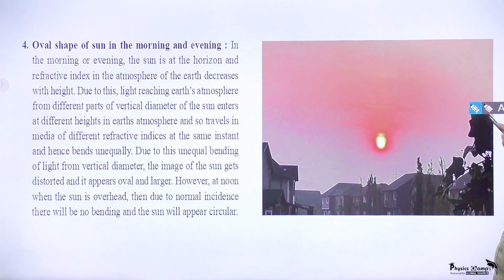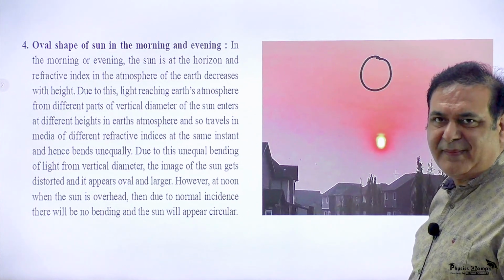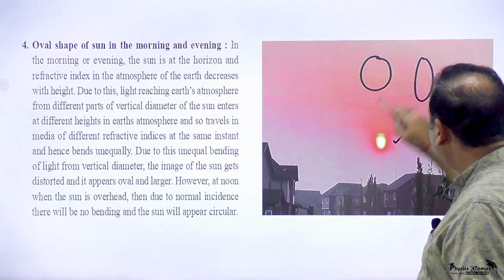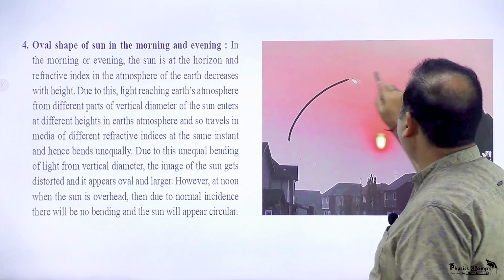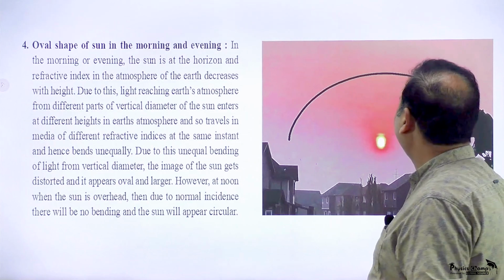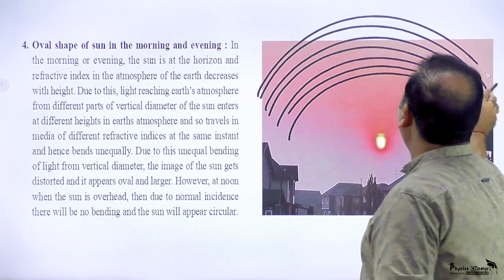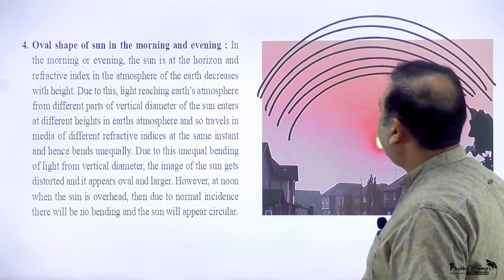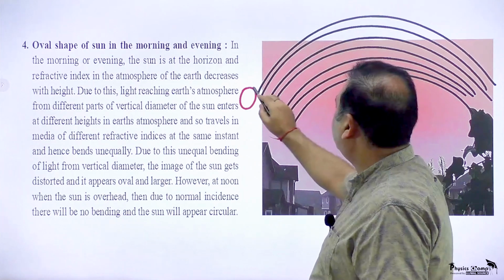And then this one. The sun actually has a circular, spherical shape, but at the time of sunset or sunrise, you will see an oval shape. Now, why do you see an oval shape of the sun? It can be explained like this. Just imagine you are on the surface of Earth, and there are different atmospheric layers above the Earth. And the sun at the time of sunset or sunrise is close to the horizon.